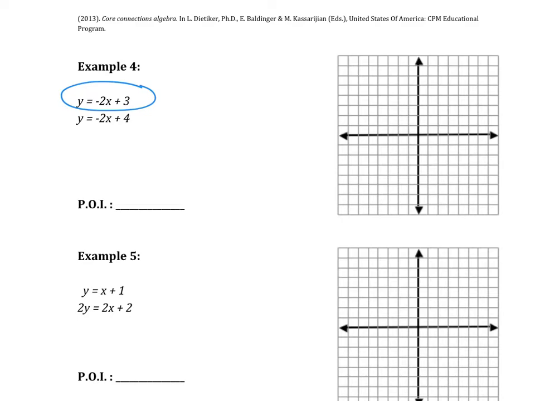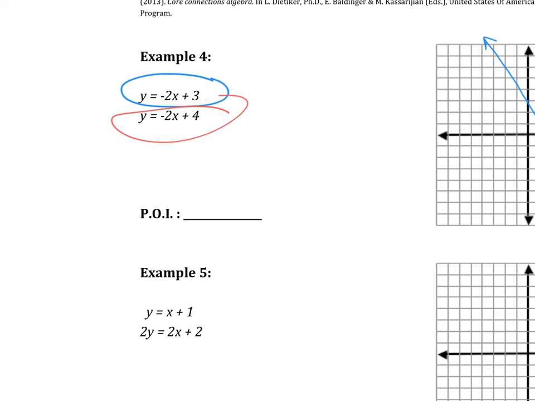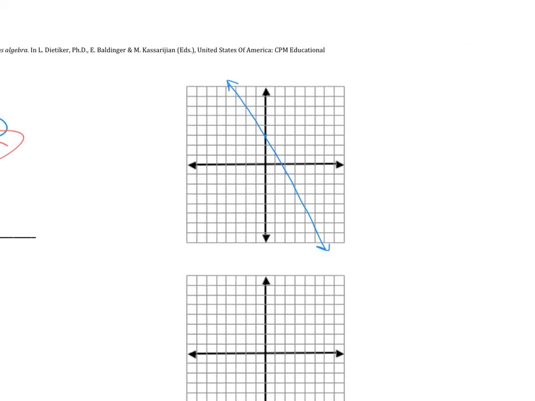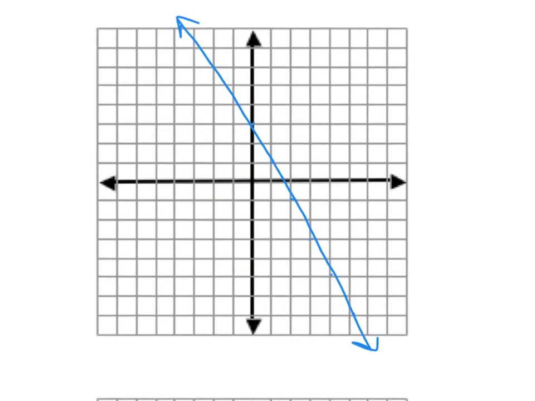Okay, so for problem 4, we are going to graph our line. So we're going to start at 3, and we're going to go down 2 over 1, and again I'm going to continue and I'm going to draw my line. I'm going to graph my other equation, which starts at 4 and also goes down 2 over 1.